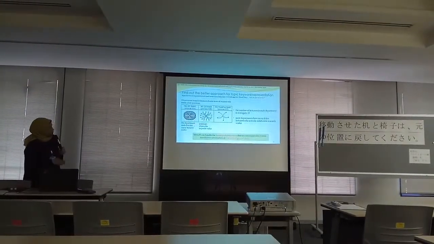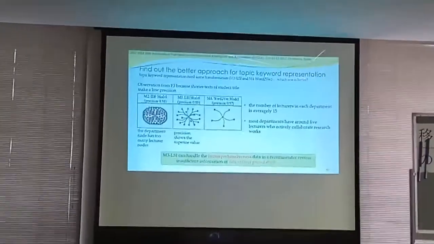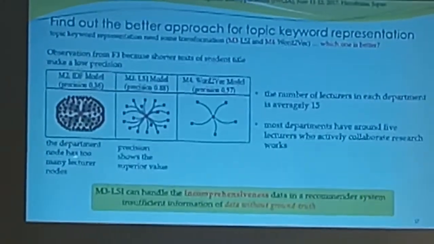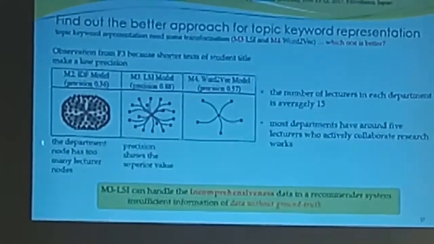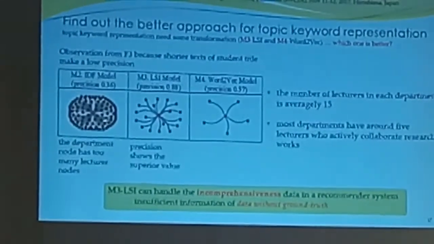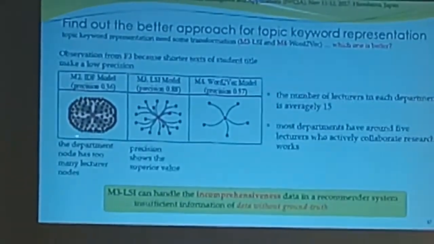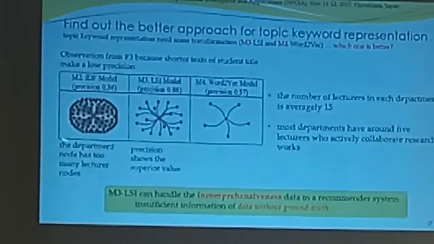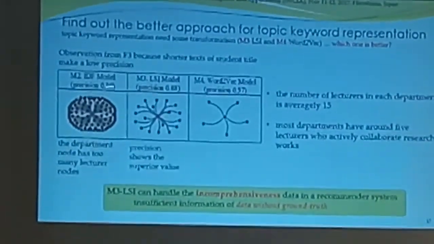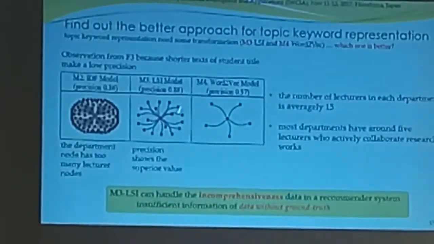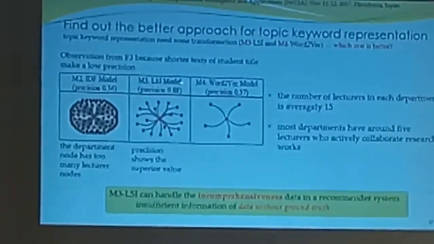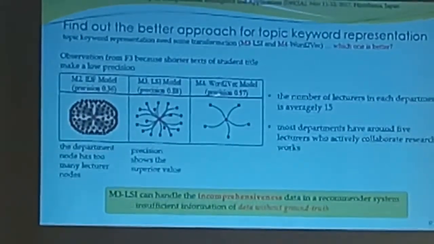Okay, just skip to the last. Here we observe just one department, and we can see that using the TF-IDF model this is impossible, because this red node is one lecturer and the other nodes are other lecturers from other departments. This is not real in real life, because one lecturer cannot collaborate with that many lecturers. This is more real, and this is also more real, but from checking in the validation set, the LSI model has better precision than word vector.